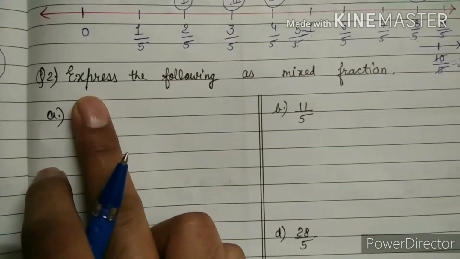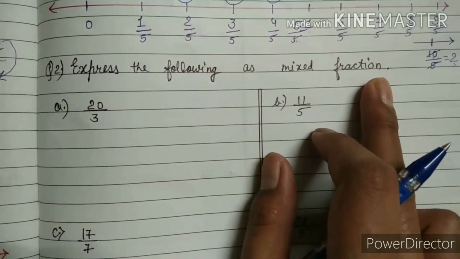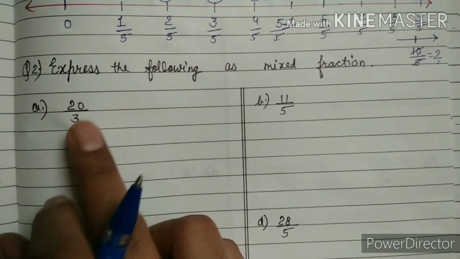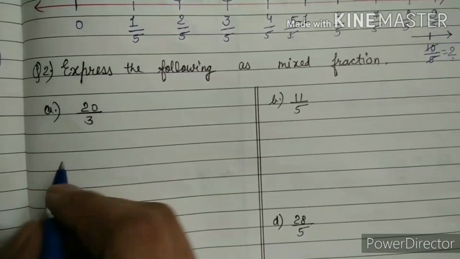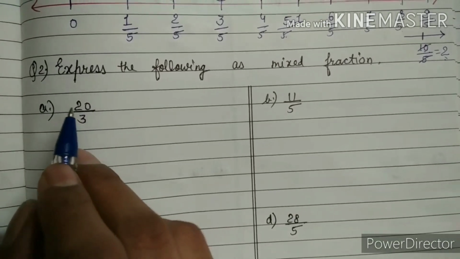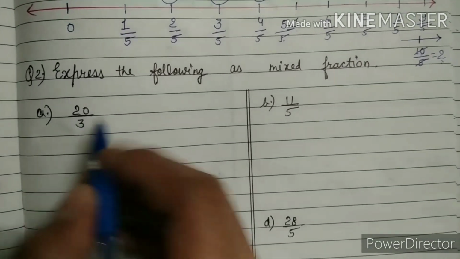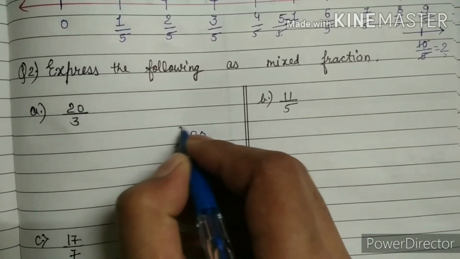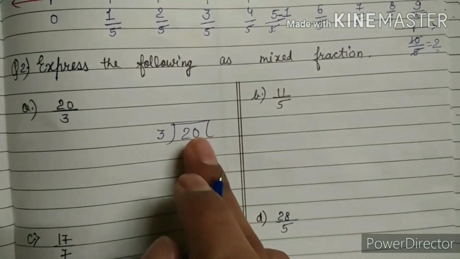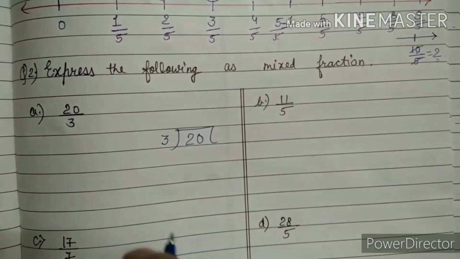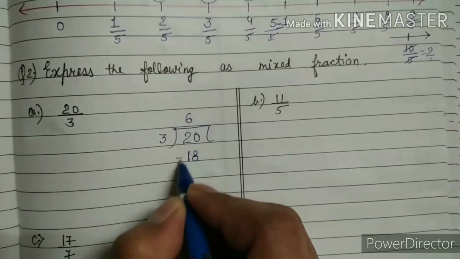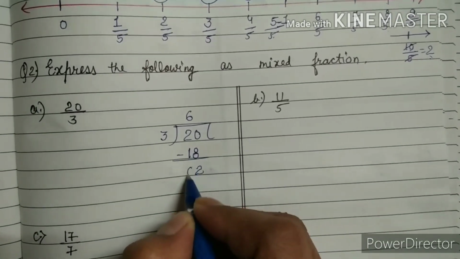Now question number 2, express the following as a mixed fraction. It means whatever is given, it is an improper fraction. 20 by 3. We have to represent it in the form of a mixed fraction, and we know a mixed fraction is a combination of a whole and its part. It means 20 is divided by 3. So in the table of 3, which value is less than or equal to 20? 18 is coming. How many times? 6 times. So 20 minus 18 is 2.